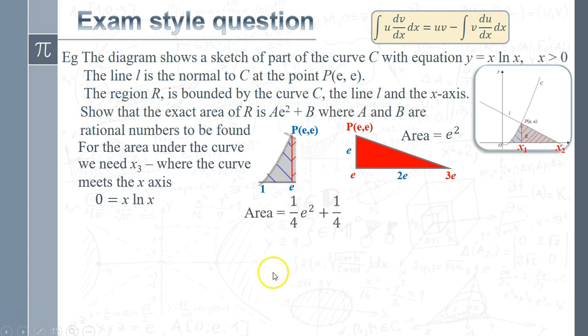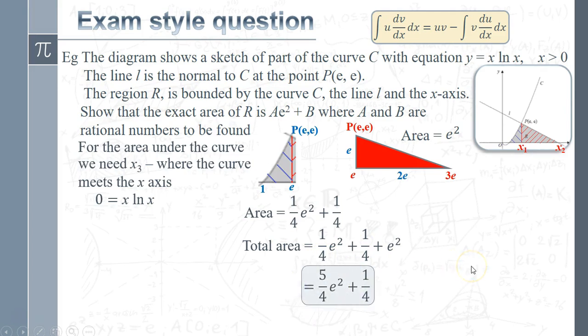Last thing, therefore, I've got to do is to put together my two bits. So what we've got, my total area is going to be my area under the curve, the quarter e squared plus a quarter. Add on the area of the triangle. So that's add on e squared. So a quarter e squared plus 1 e squared, that's 5 over 4 e squared plus a quarter, and there it is. And we're checking, yes, we've got it in the format we want, a rational amount of e squared, the rational number being 5 over 4, plus my rational constant, that's the quarter. And there we go, jobs are good.